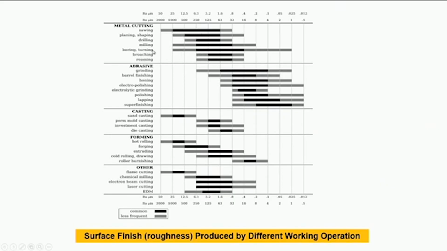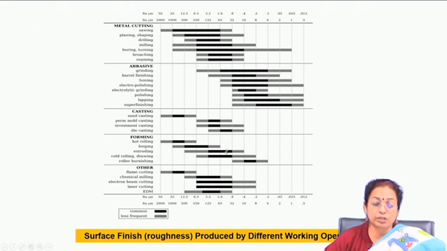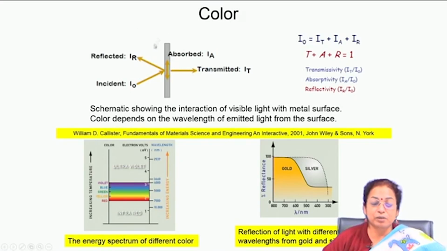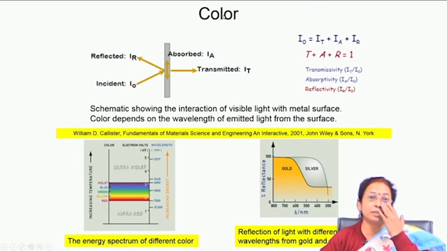On the other hand, by boring and milling, the roughness level is reduced. Similarly, flame cutting offers very high roughness, while EDM cutting offers quite low roughness. So, different levels of roughness are generated because of different working and processing operations. If you are interested in maintaining the roughness at a very low value, you have to choose the processing operation accordingly.